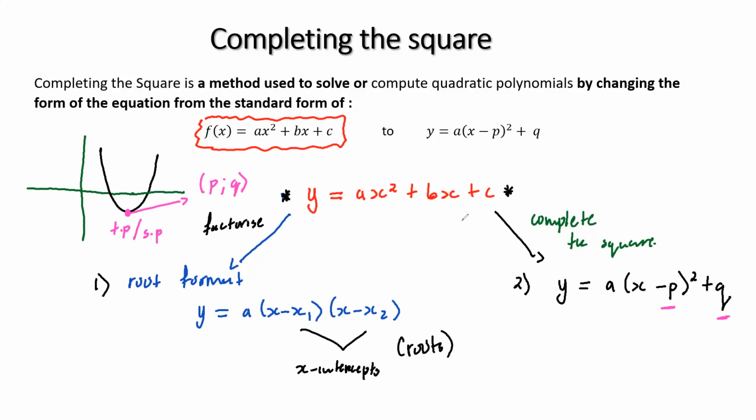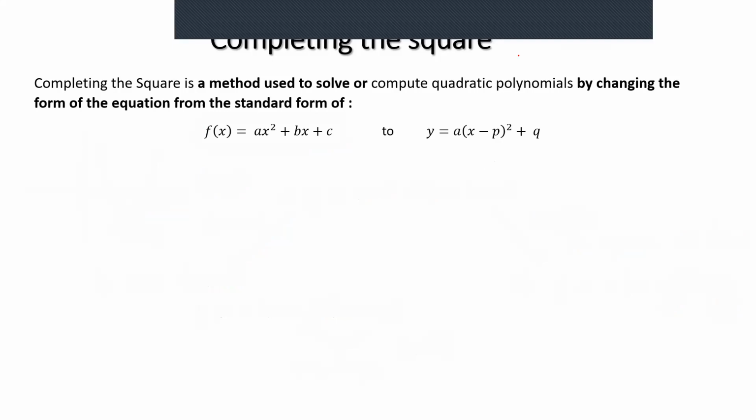So when you're completing the square, you're changing the quadratic equation from a standard format to a turning point format, whereby you can see your P, which represents the x coordinate of the turning point, and the Q, which represents the y coordinate of that particular turning point. Now, having said that, it's important to understand how we complete the square. What are the steps in completing the square?